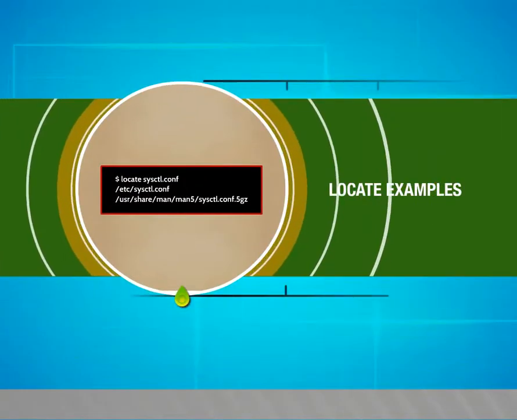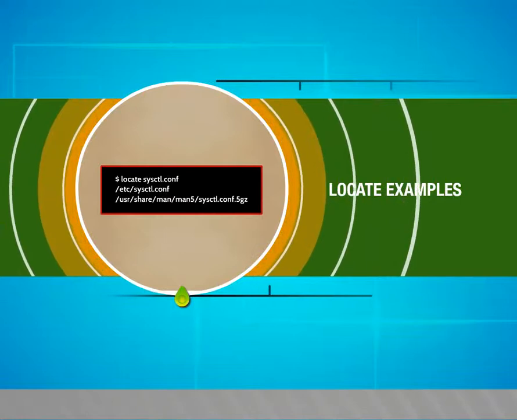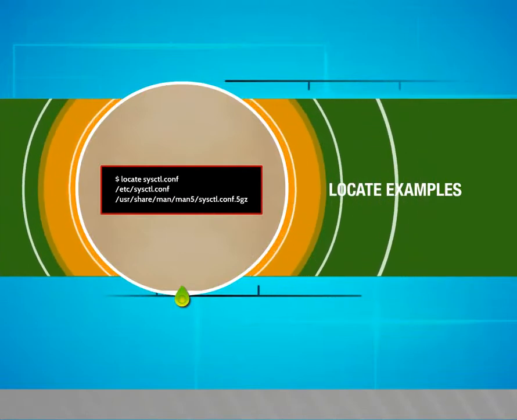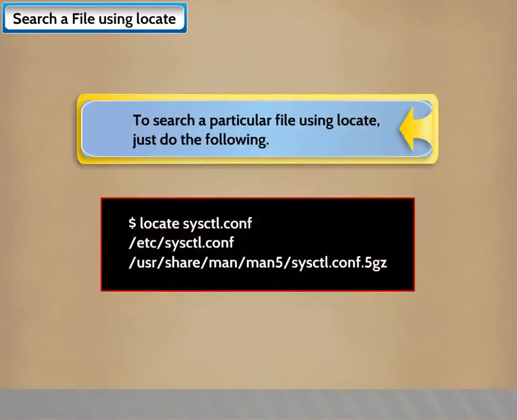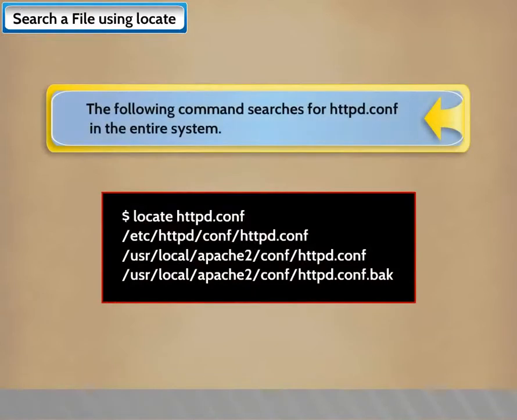Locate examples. In this video, we are going to see about locate examples. Search a file using locate. To search a particular file using locate, just do the following. The following command searches for httpd.conf in the entire system.